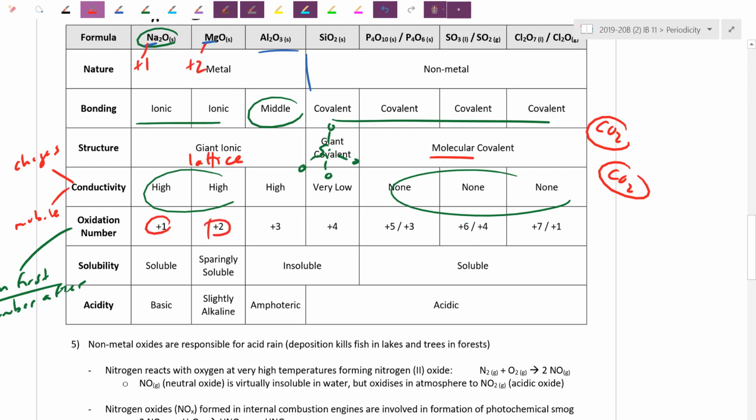It's only really useful when we actually look at covalent. Realistically, these are not actually charged. But what charge would they have if I pretended it was ionic? For example, oxygen is -2. There's 2 of them. That means sulfur has to be a +4.